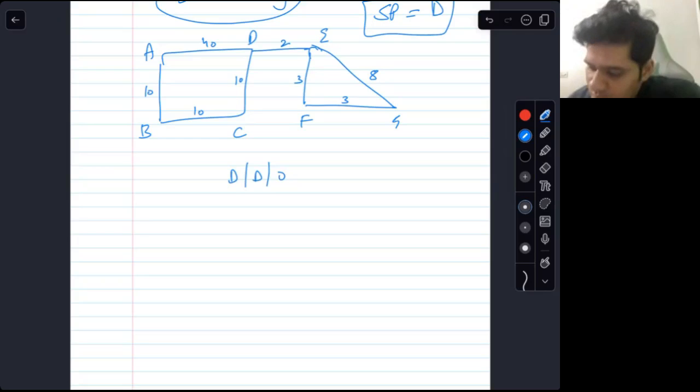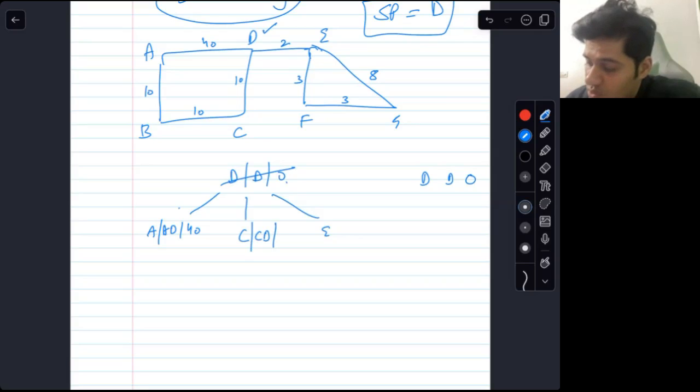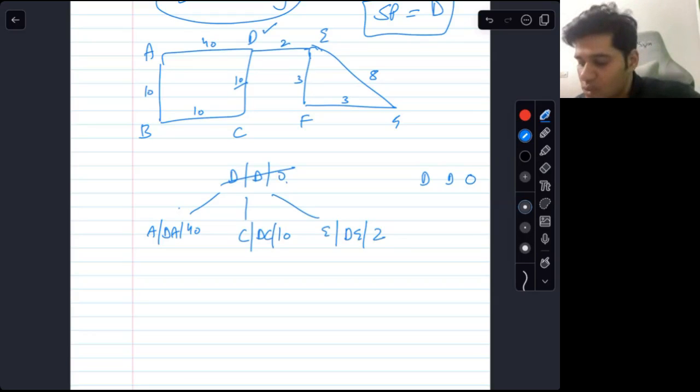D0 starting point. Remove, mark, work. D0 is the work. Neighbors A, C, and E. Sorry, not AD, DA. The path would be called DA, 0 plus 40. The path would be called DC, DC at 10. E would be reached via DE at 2. So which one would be removed now? After D, D0, which one would be removed from these three?